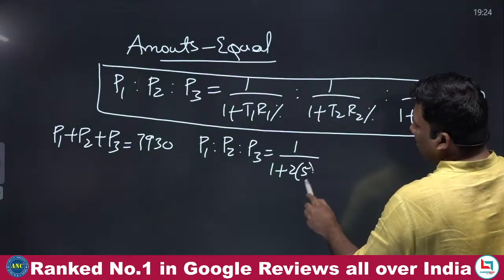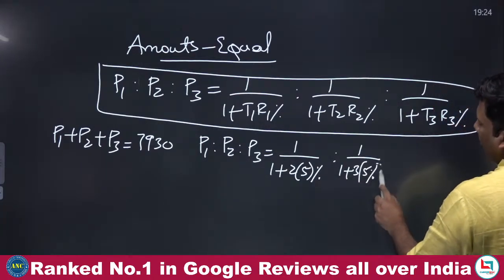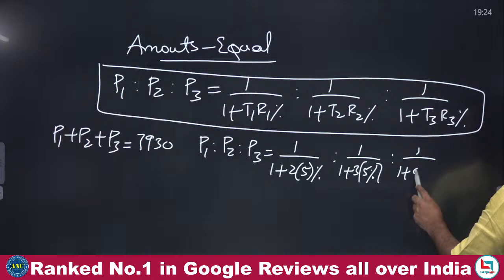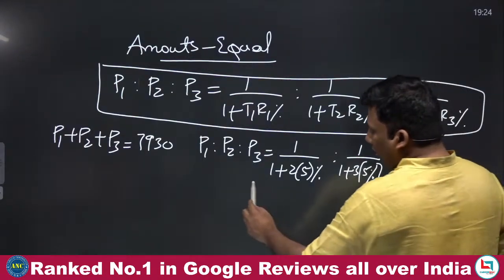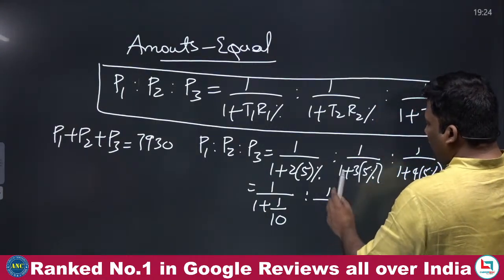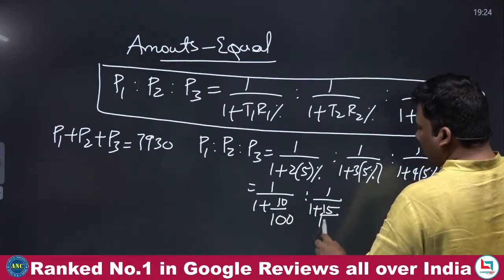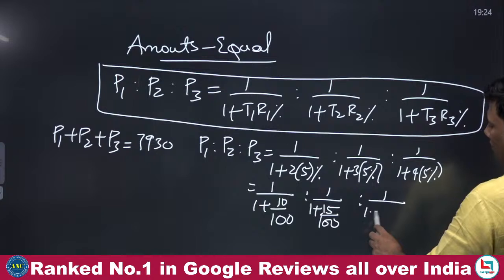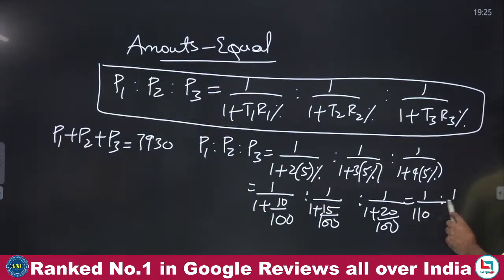2 into 5 percentage, 3 into 5 percentage, and 4 into 5 percentage. I hope it is clear. So these are 1 by 1 plus 10 by 100, 1 by 1 plus 15 by 100, and 1 by 1 plus 20 by 100. So 100, 100, 100 will be cancelled. 1 by 110 is to 1 by 115 is to 1 by 120.